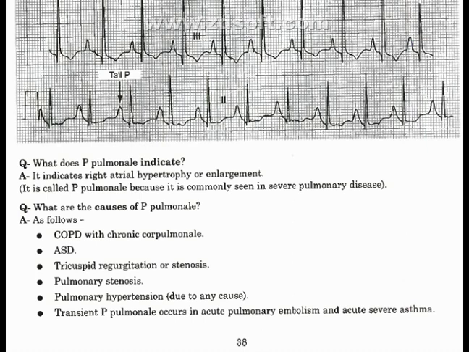Now, what are the causes of P pulmonale? The causes are COPD with chronic cor pulmonale, ASD, tricuspid regurgitation or stenosis, and pulmonary hypertension due to any cause. Transient P pulmonale occurs in acute pulmonary embolism and acute severe asthma.